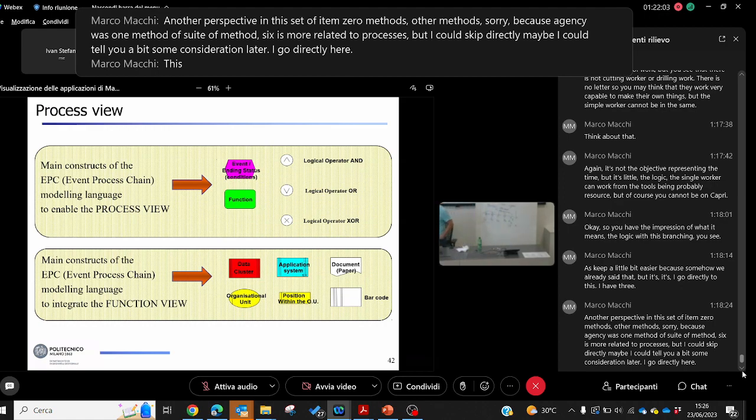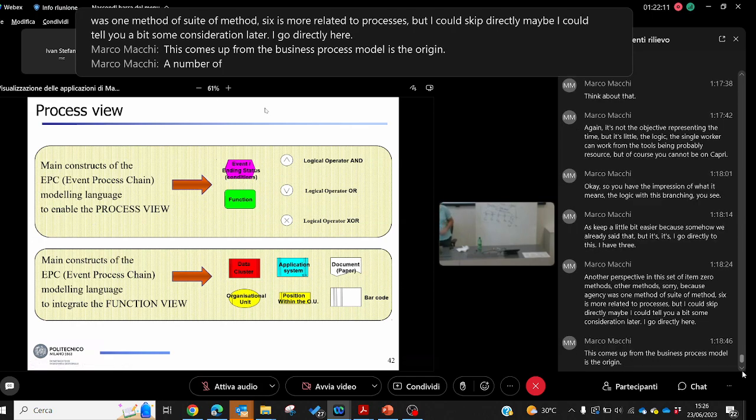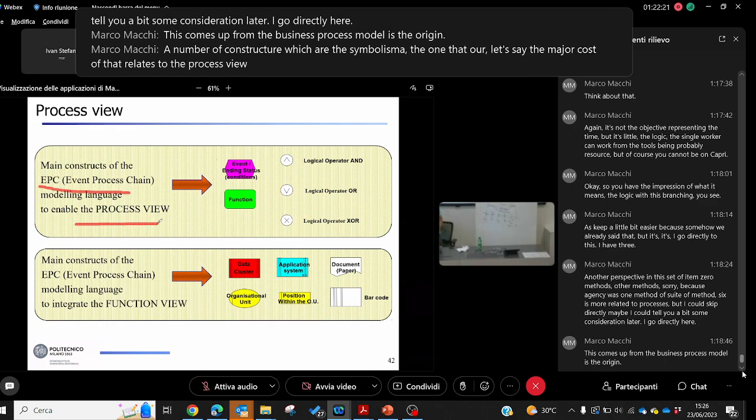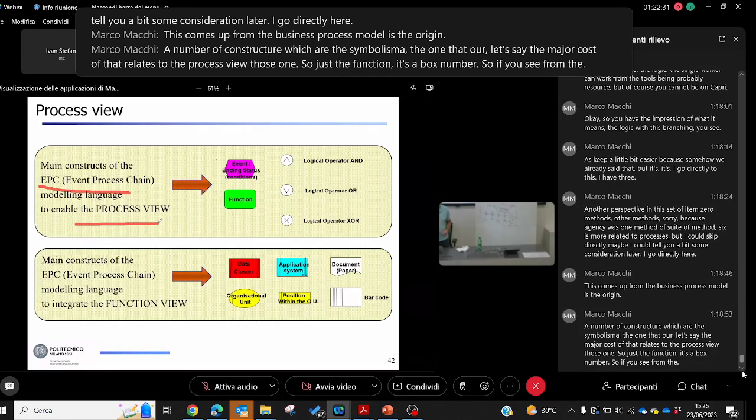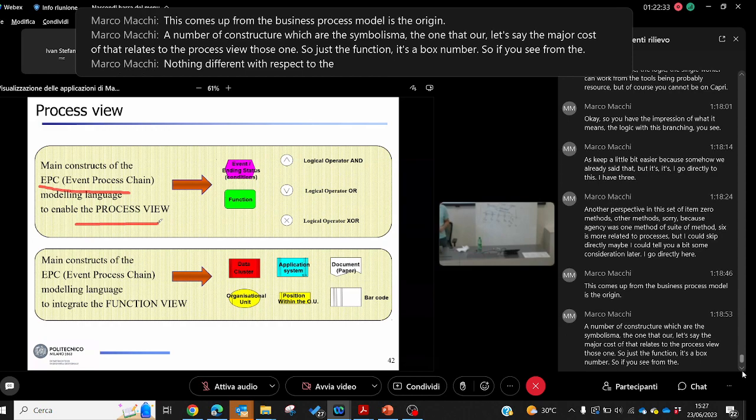This comes from business process modeling, this is the origin. It has a number of constructs, this symbolism. These are the major constructs that relate to the process view. The function is a box, a rectangle. So from the point of view of function, it's nothing different with respect to IDEF 0. It's a function, something that transforms an input into output.